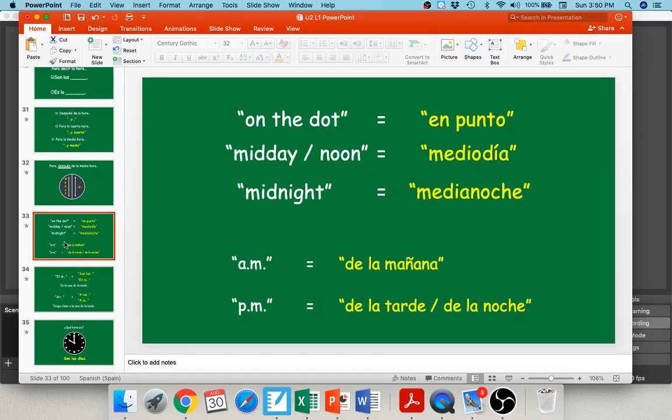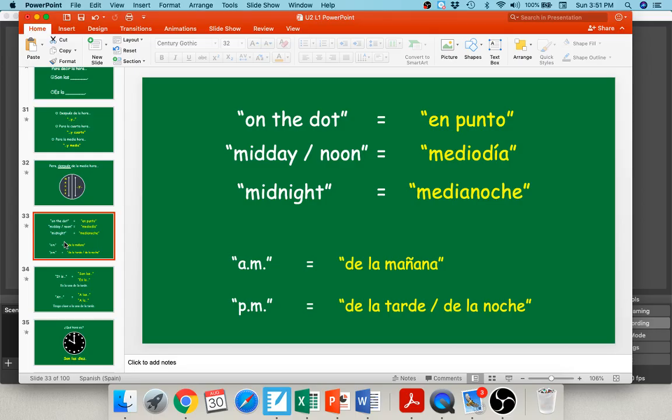Just to give you an idea, if you want to specify on the dot in Spanish, like, man, it's 3 o'clock on the dot. Son las 3 en punto. En punto refers to on the dot. For noon, a lot of times instead of saying son las 12, we'll say that es mediodía.